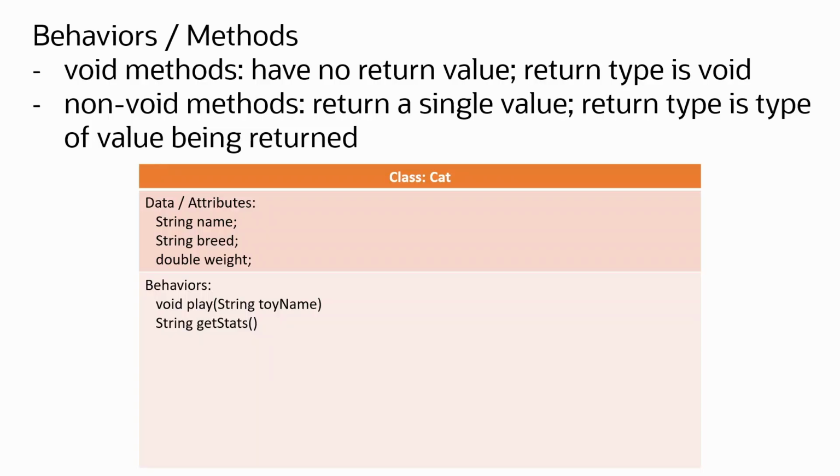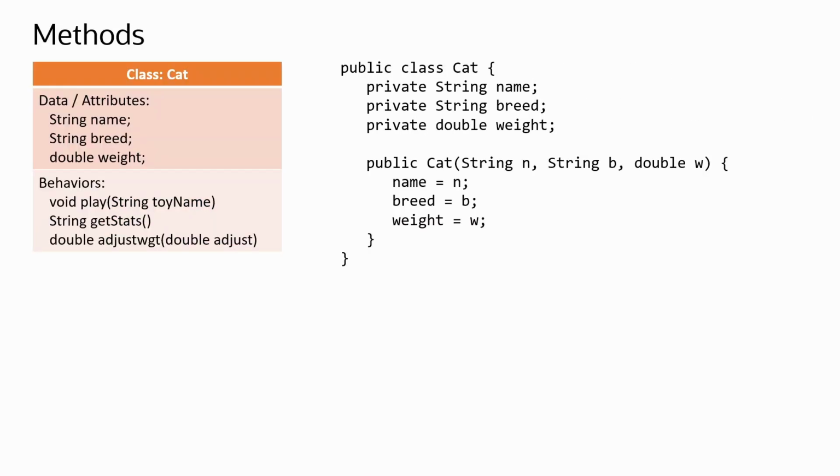There's also non-void methods that return a single value. The return type is the type of the value being returned. So maybe we want to have a method called getStats for cat that returns the stats for the cat. All right, so let's write some of these methods.